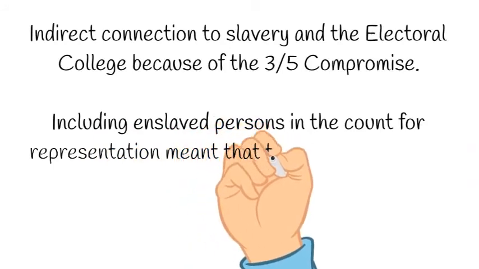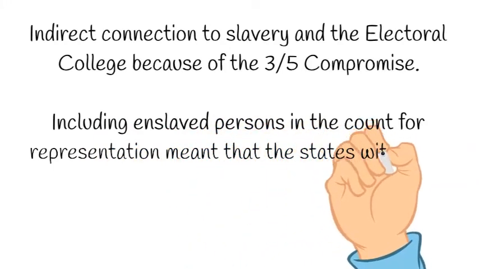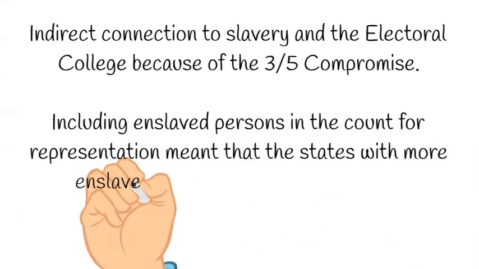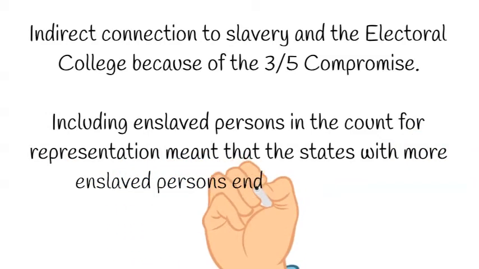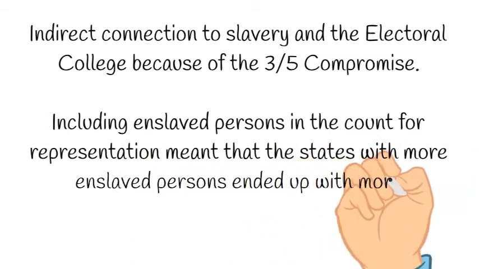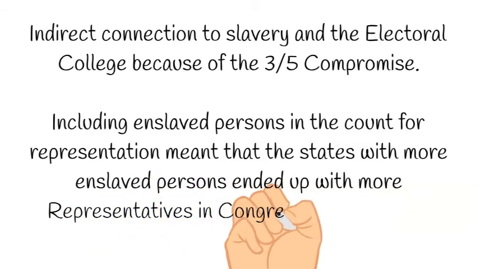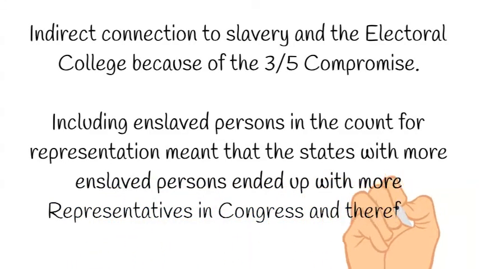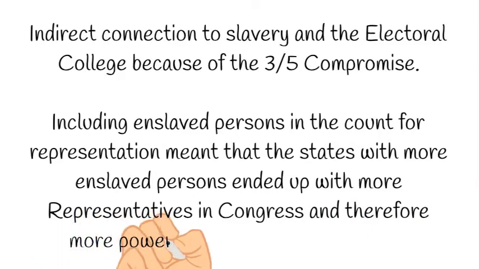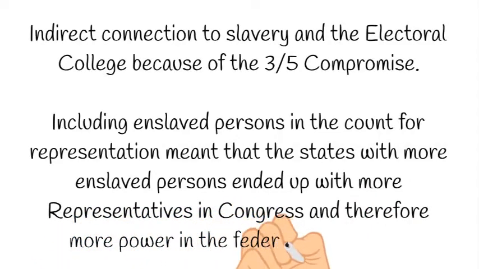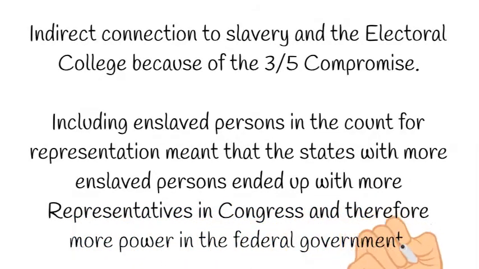This is known as the Three-Fifths Compromise because the delegates agreed to count 3/5 of the enslaved population of a state. Including enslaved persons in the count for the representation meant that the states with more enslaved persons ended up with more representatives in Congress, and therefore more power in the federal government.